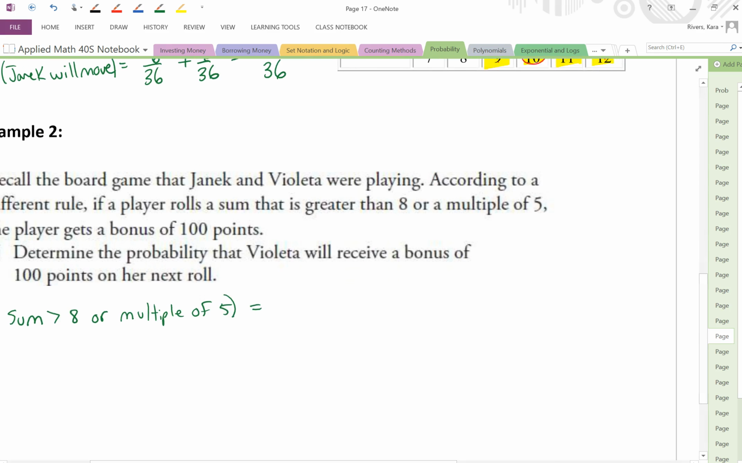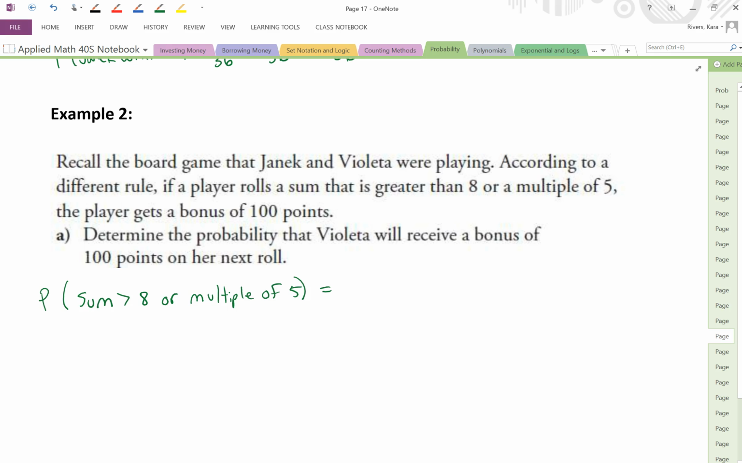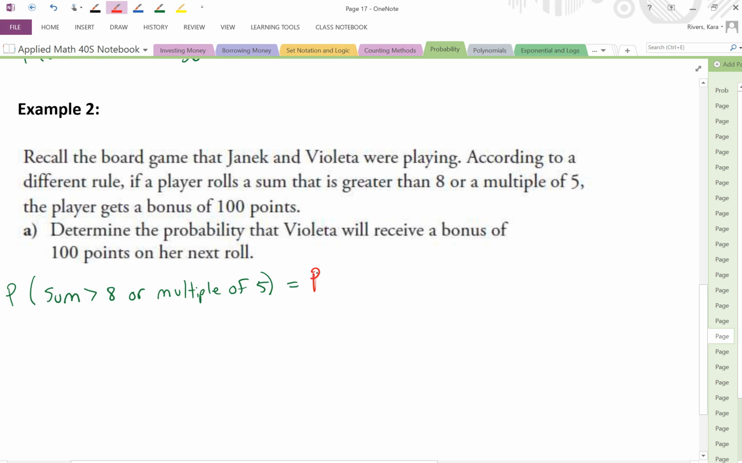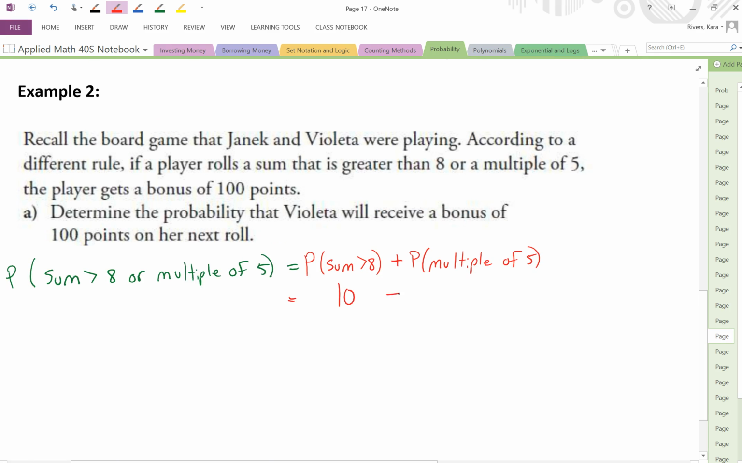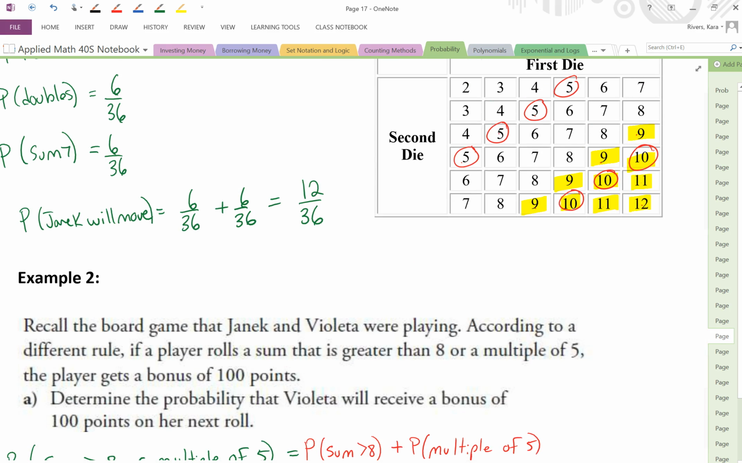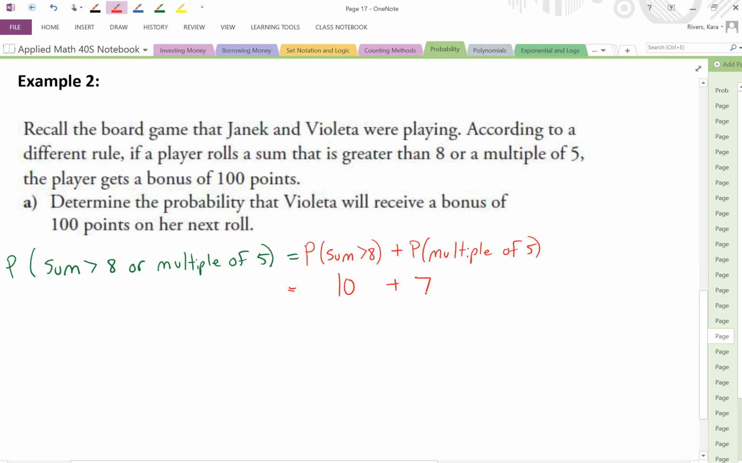However, when we do that mathematically, we're not going to be doing that. So we need to make sure that we subtract off what we double counted. So here's what I mean. So the probability here would be the probability of getting a sum greater than 8 plus the probability of getting a multiple of 5. Now if you just did that, the sum greater than 8, 1, 2, 3, 4, 5, 6, 7, 8, 9, 10. The sum of multiple of 5, 1, 2, 3, 4, 5, 6, 7. That would give you 17.